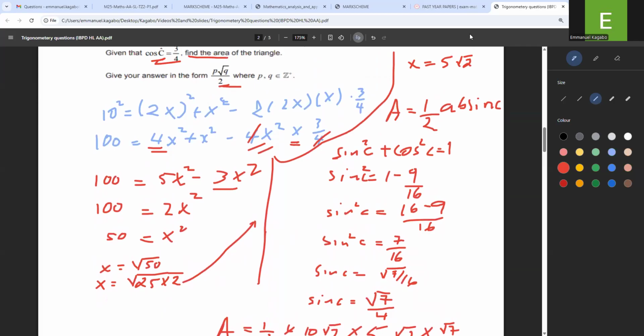I'll continue doing past paper questions on trigonometry. I have 2 more questions from section B, which are very good, okay? I hope you like them.